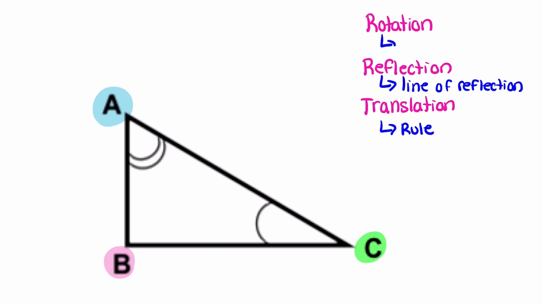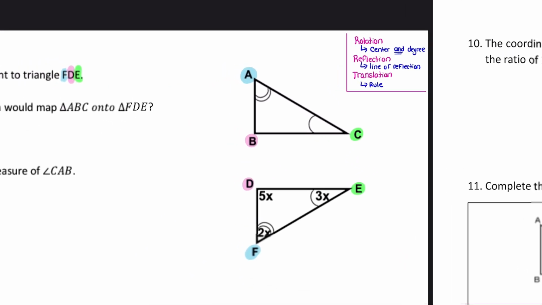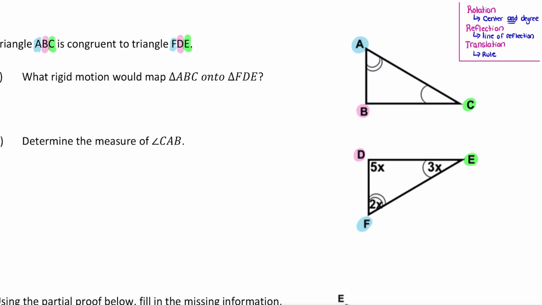If it's a rotation, we need 2 things. We need the center and we need the degree. So we need to make sure that we're completely describing whichever transformation we're using. So here you have to think about it, right? Was it a flip? Was it a spin? Was it a slide? And this was because it's asking me what rigid motion would map ABC onto FDE.